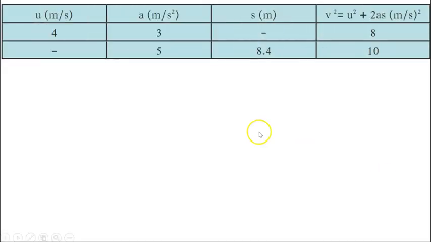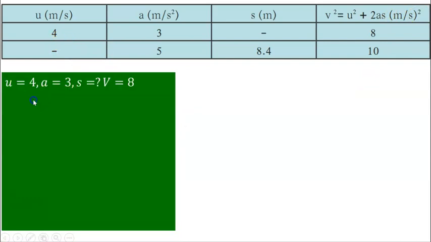Now next, here u is equals to 4, a is equals to 3, s is equals to question mark. Now note that this is the third kinematical equation. v square is equals to u square plus 2as. Okay, and its unit is meter per second. Now the first, here u is equals to 4, a is equals to 3, and here v is equals to 8. इथे v consider करणार.